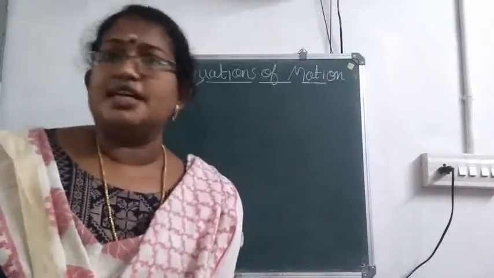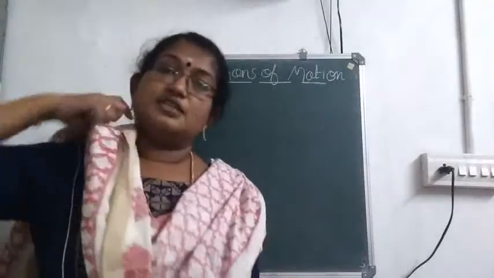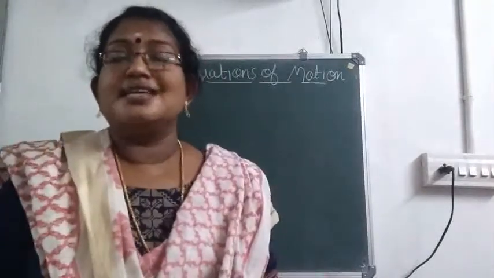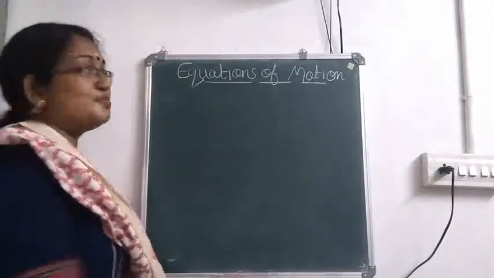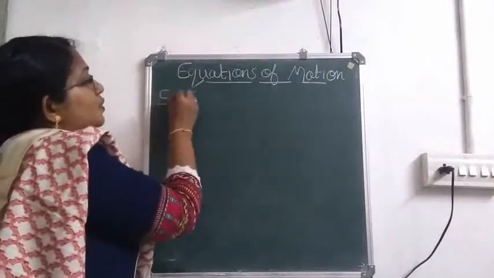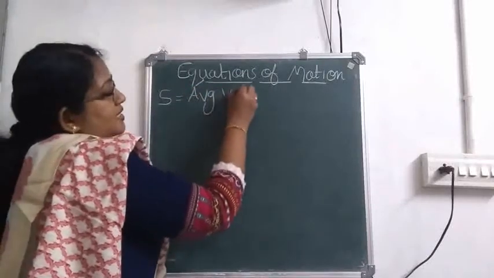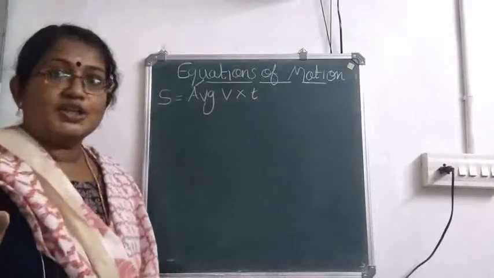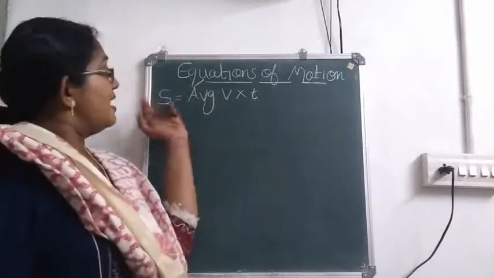Now we will move to the third equation of motion. Which is our third equation of motion? V square is equal to u square plus 2as. Its derivation is similar to the second one. So here also, since displacement is coming, we will be using s is equal to average velocity into time. What all things we have done in the previous case? Similarly, we will be starting this.